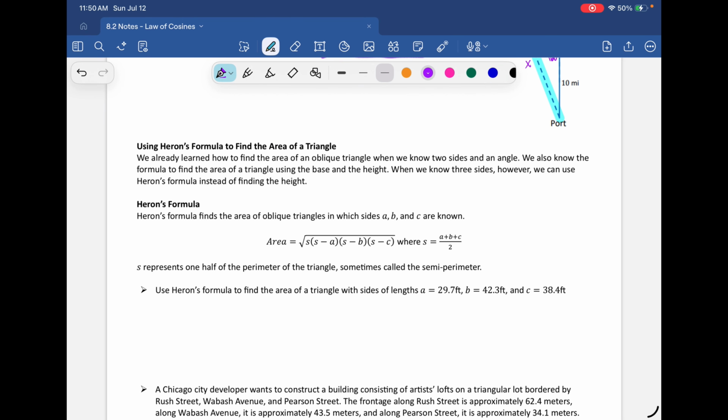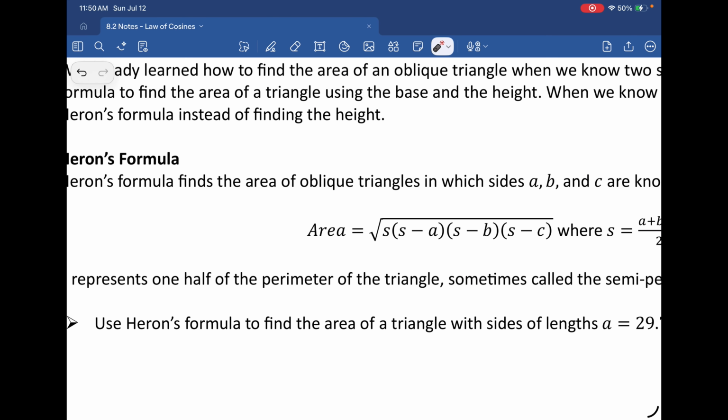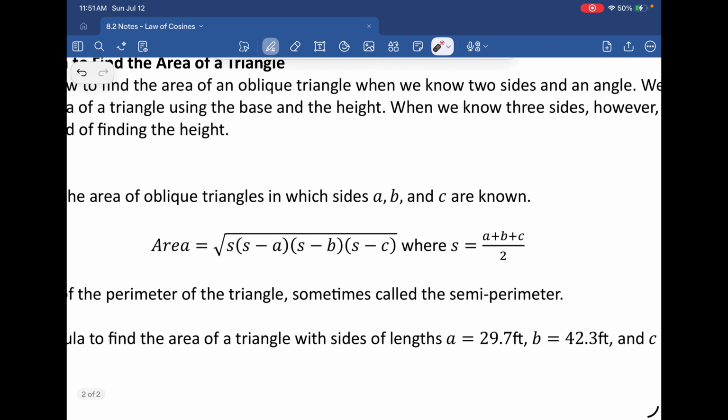All right, then we have this thing called Heron's formula, which is just fancy for saying find the area of a triangle when you know all three sides. So I've got a formula: area equals the square root of s times s minus a times s minus b times s minus c. S is your semi-perimeter, which literally just means half the perimeter. So we find this S thing first, plug it in, use your calculator.